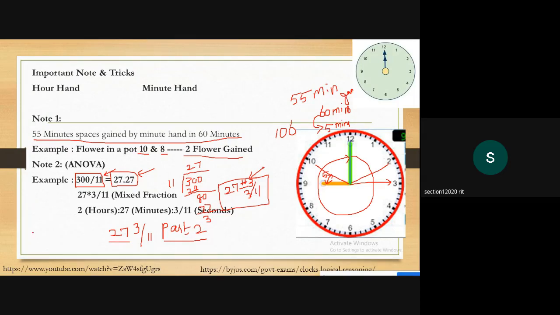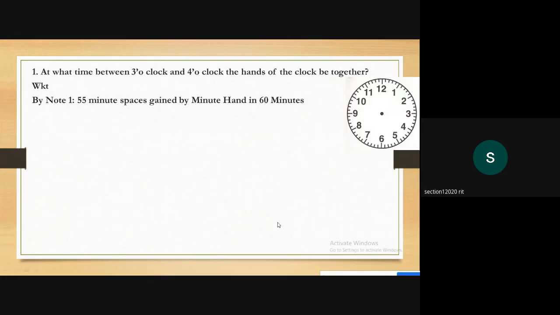To say it even more simply, what we are going to find is when the minute hand and the hour hand are in the same place. Somewhere they will be in the same place, and we are going to identify it. Okay, so let me solve a few problems so you may understand very easily. At what time between 3 o'clock and 4 o'clock will the hands of the clock be together?